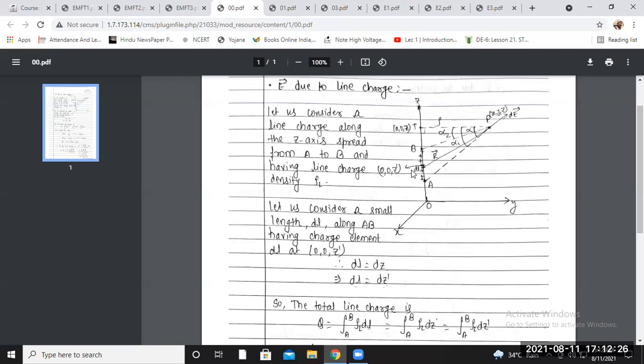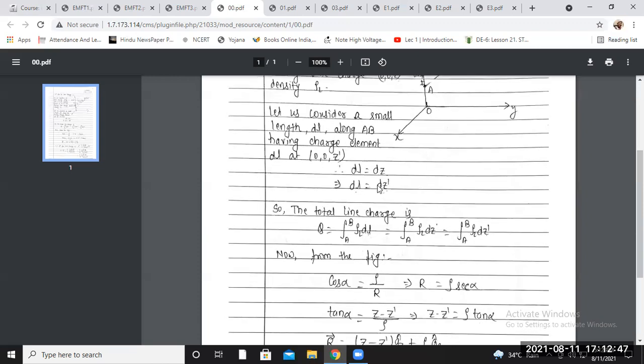As this dl is along the z axis, and it has the coordinate 0 0 z dash, we can write this dl as dz, or dz dash also. So from there you will get dl equal to dz.